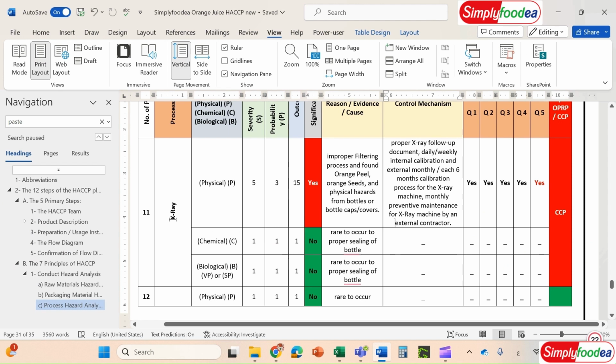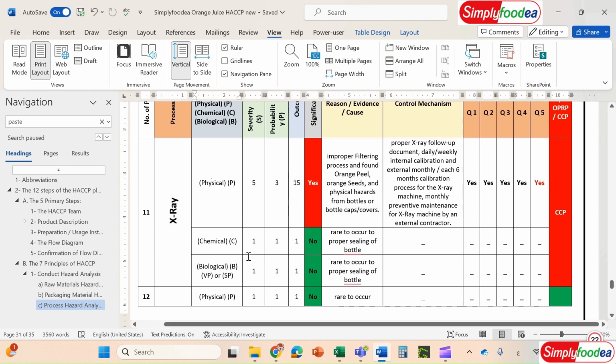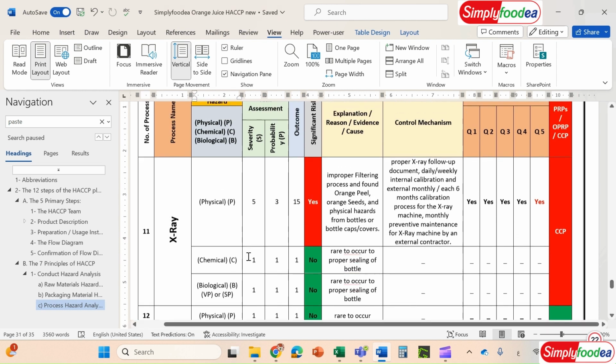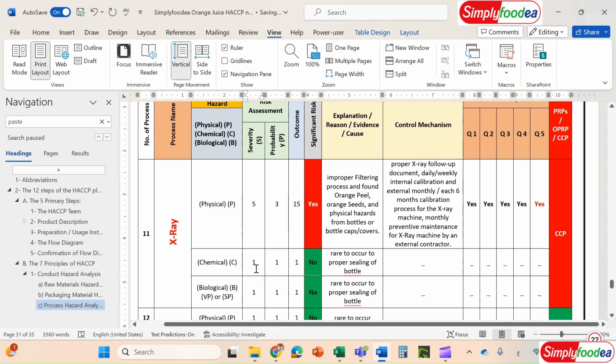Today we'll continue our second CCP in the third and fourth and fifth principles of the HACCP. But just let us make a simple reminder about the hazard analysis for the process.